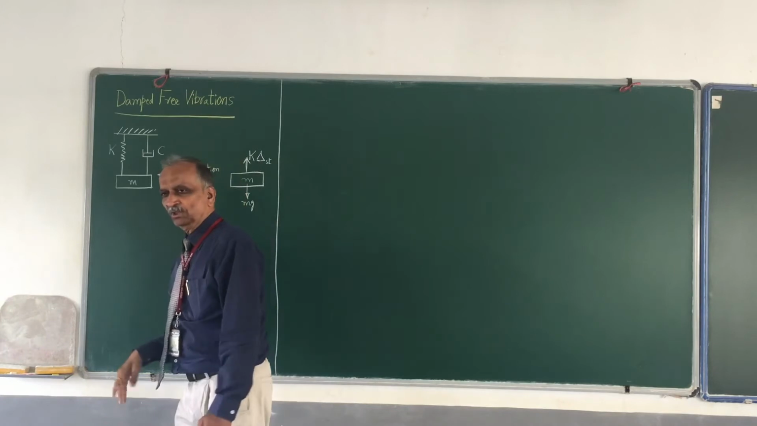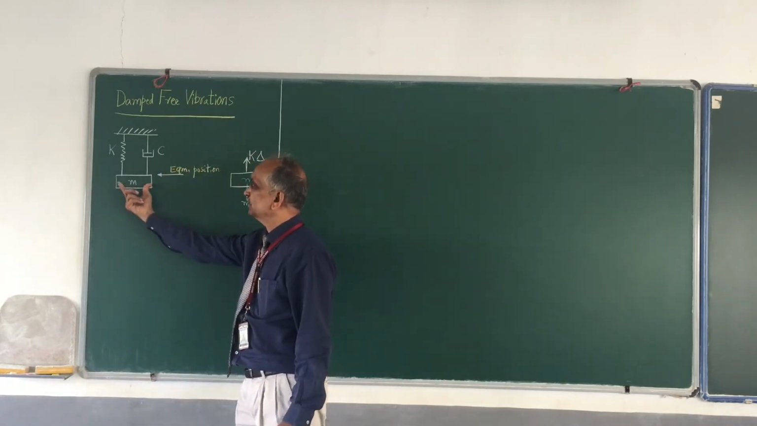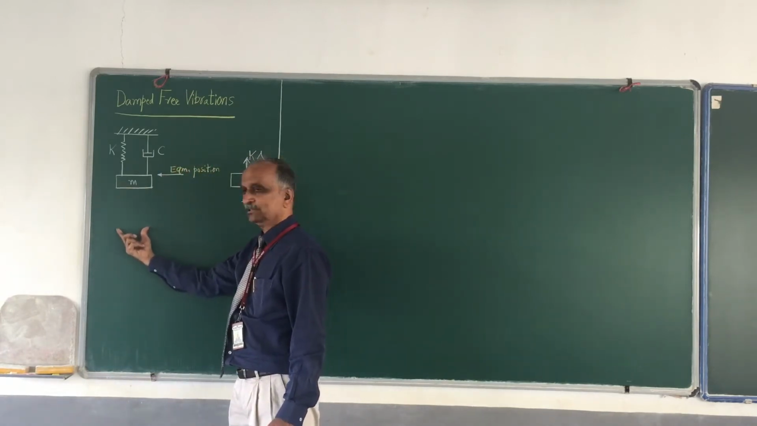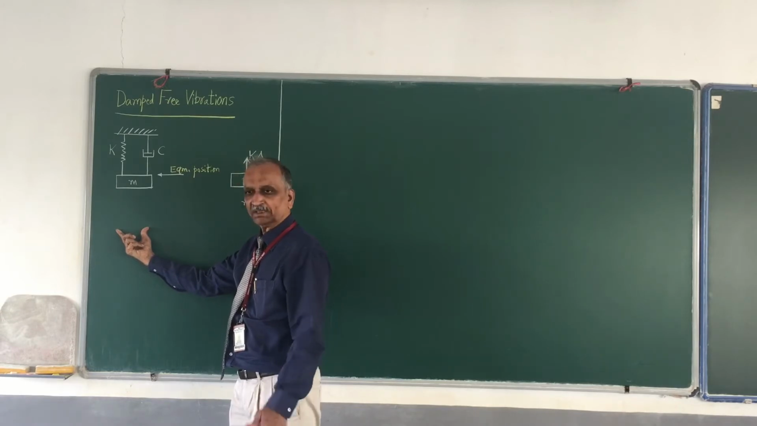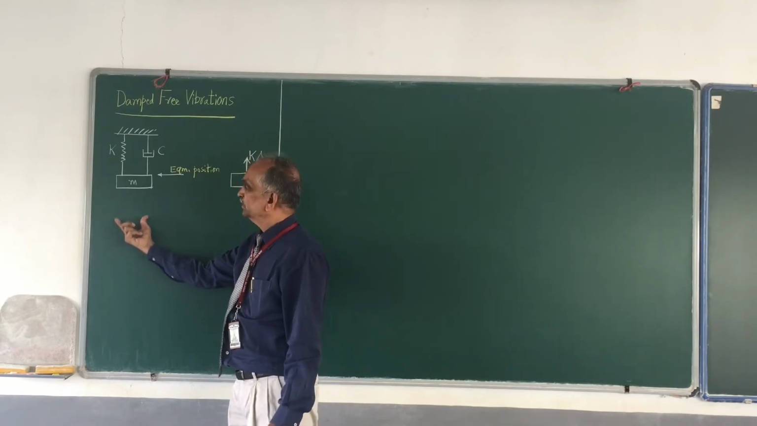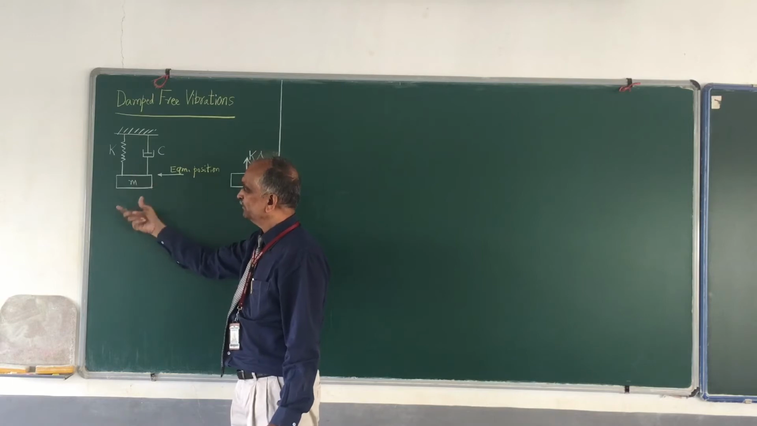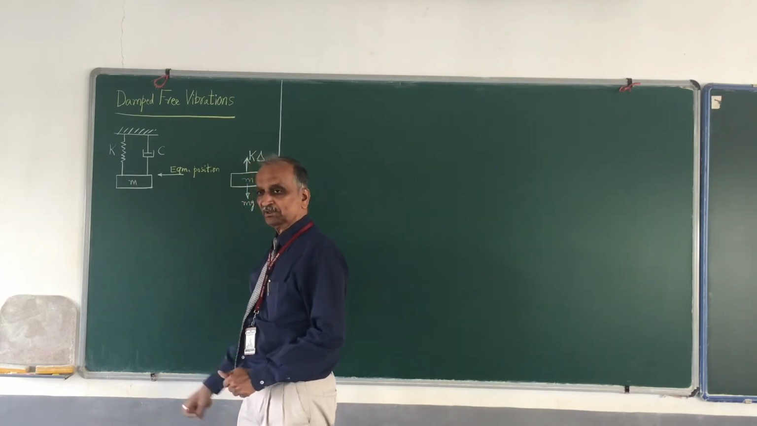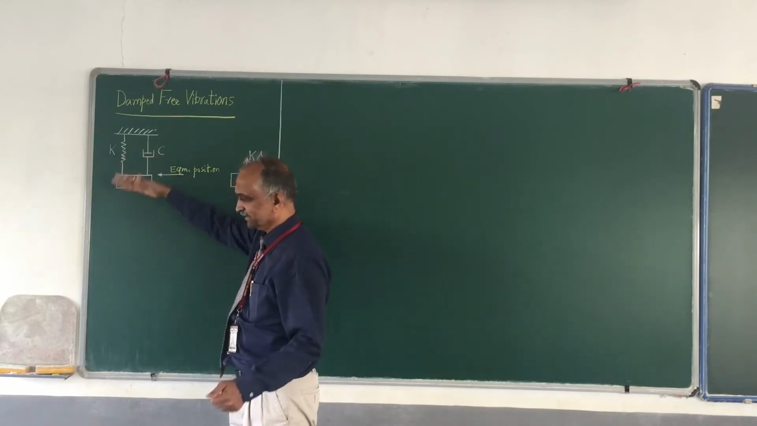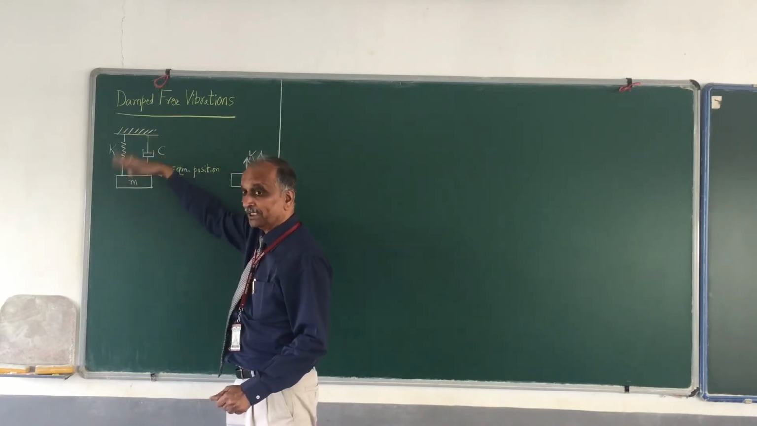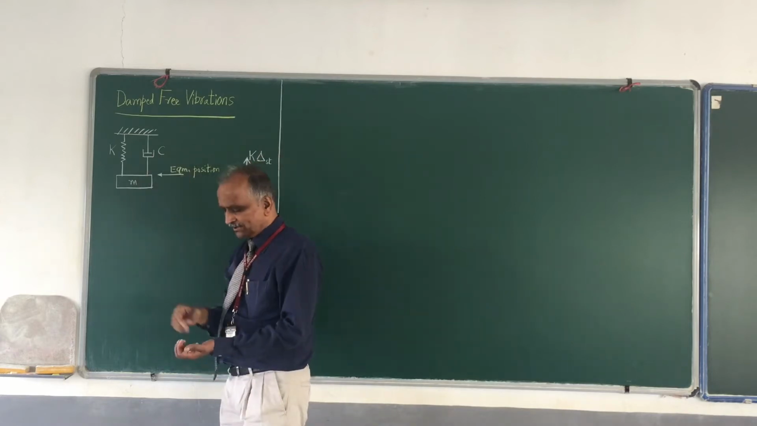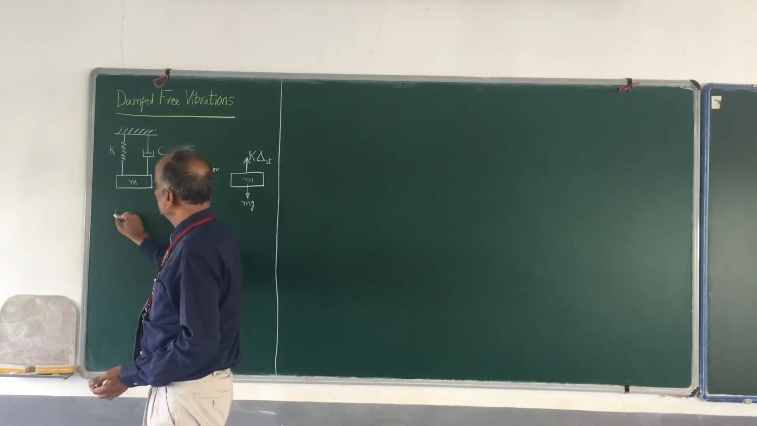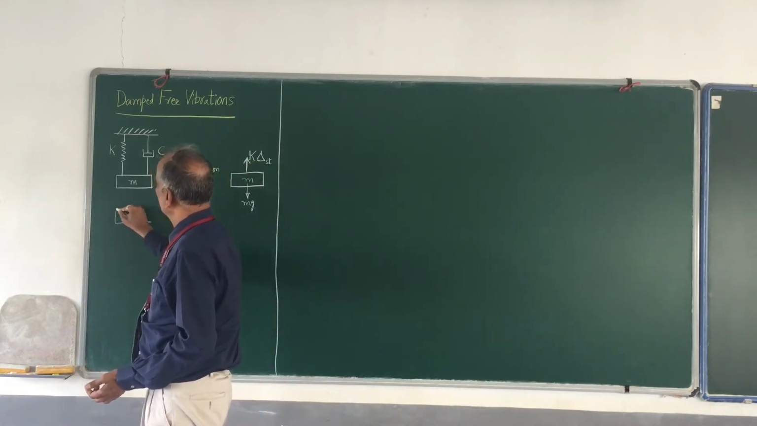I would like to set it into vibrations. Let me assume that I pull this mass. This is how I start the free vibrations. When I pull it, I have applied force and I also have displacement. I have pumped some energy into the system and hope that it is vibrating. At some instant of time, say this is the position of the mass.